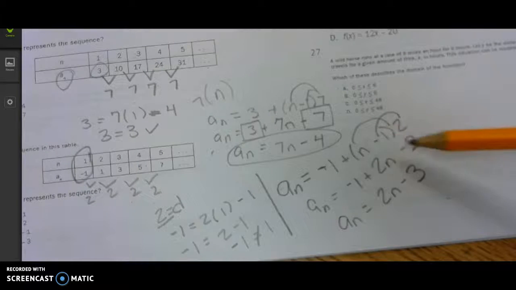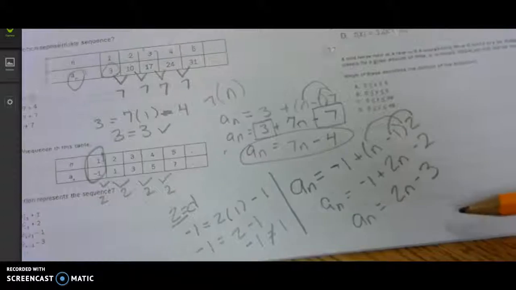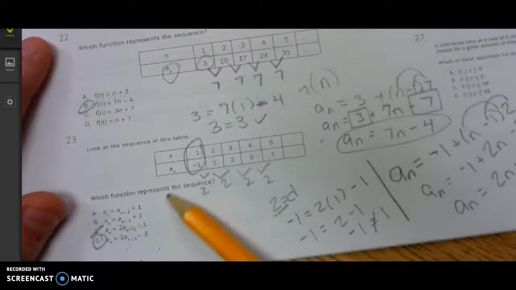So this was all my work. I distributed, combined my like terms, and that is the same answer that we got on this side.